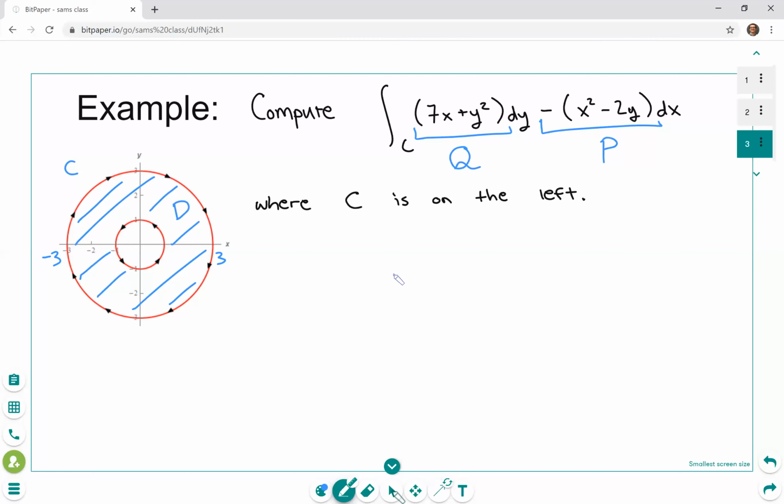You could maybe even use your fingers to walk along the computer screen on this, if that helps for you. But if you want to think of like a little guy walking along this curve, and the region D here is on the right, okay? No matter which one you choose, right? If you're walking around the circle of radius 3, it's on your right, and also the one on the inside, right? The region is on your right. Okay, so this is negatively oriented.